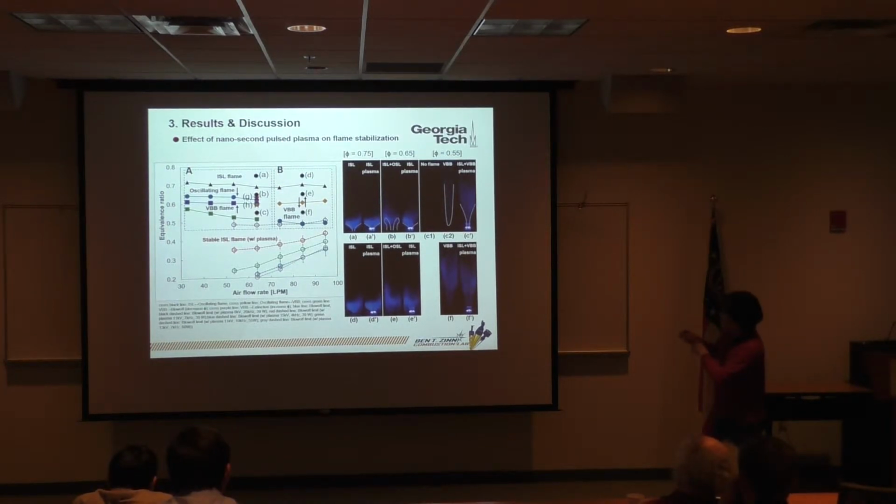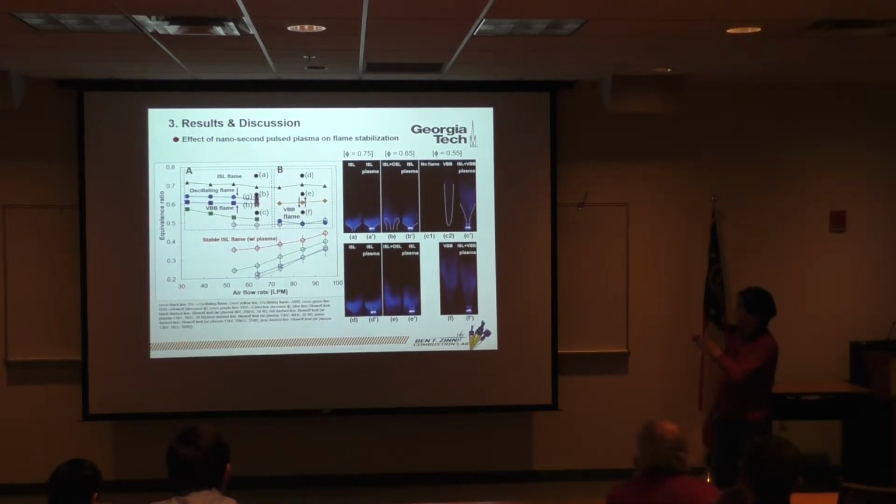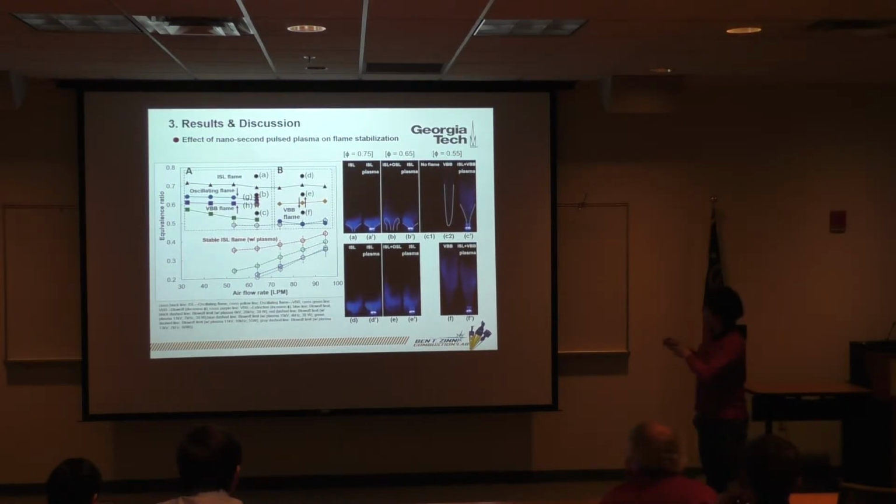With the activation of plasma, there is always a stable inner shell layer flame. We also investigated the lean blowoff limit by varying the peak voltage and repetition frequency. The result shows that peak voltage is a dominant factor to extend the lean blowoff limit rather than the pulse frequency.